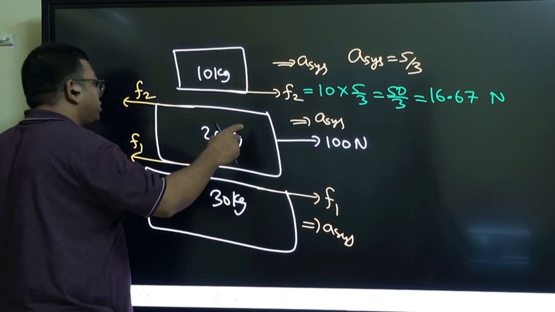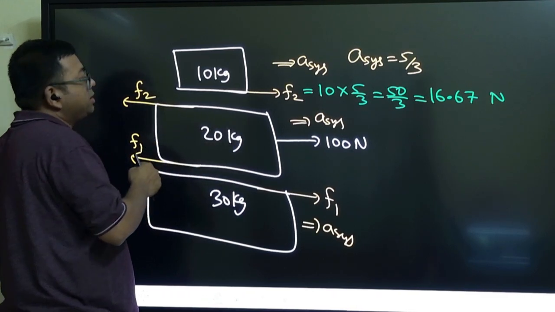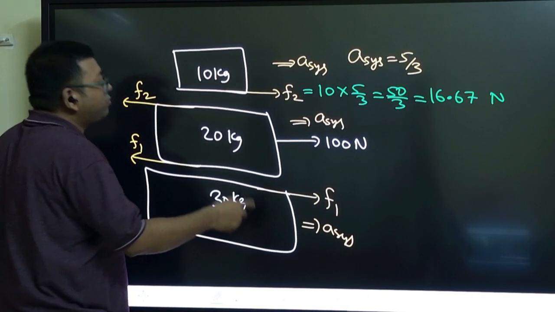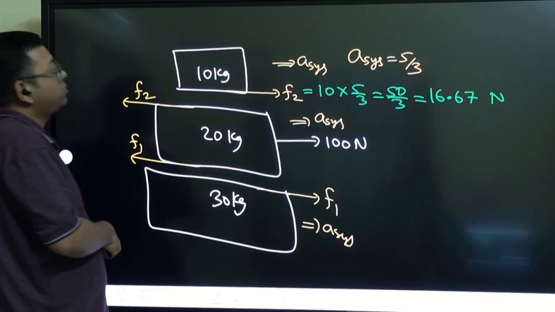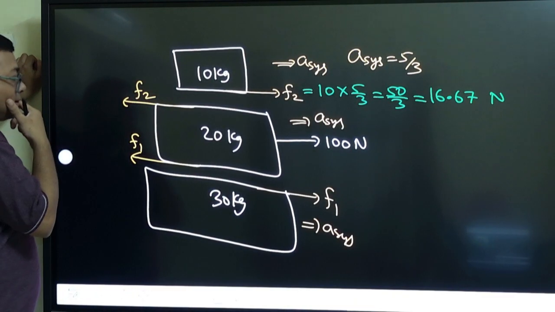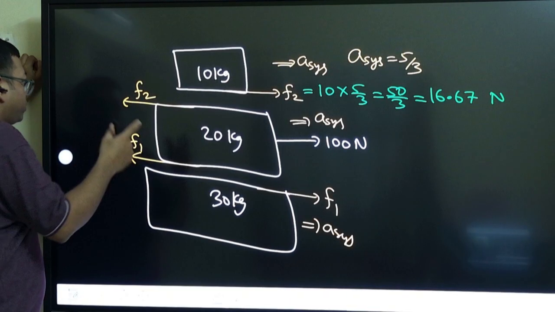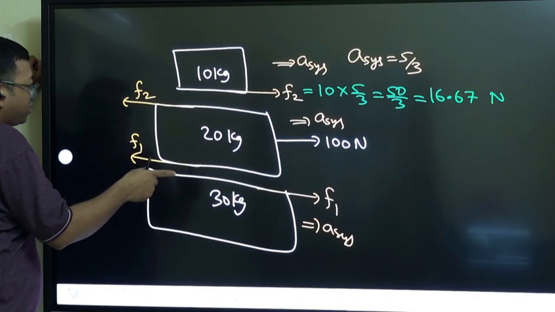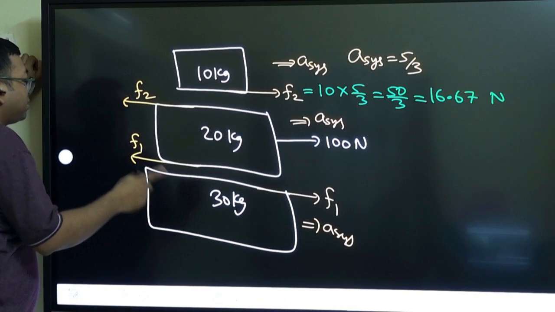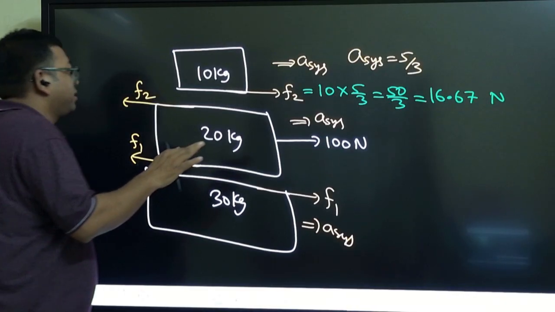Should I use this F2 to calculate F1, or should I calculate F1 directly? Now this can be a confusion. Because if you use F2 here to calculate F1, and calculate it directly, they may not be the same. Let us try that.